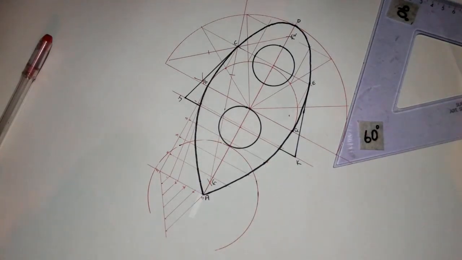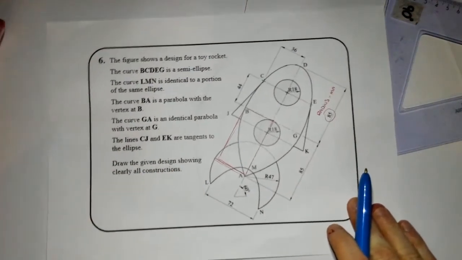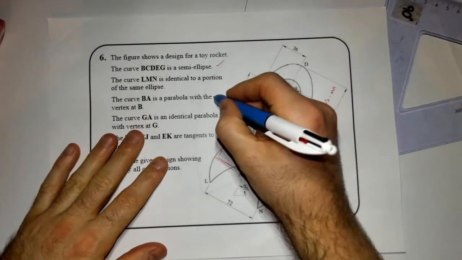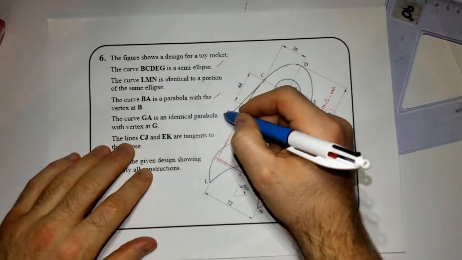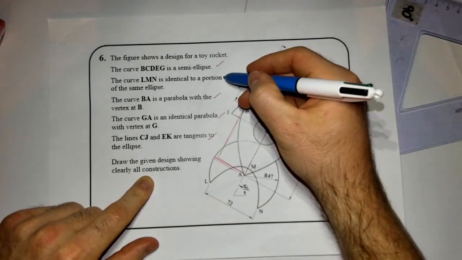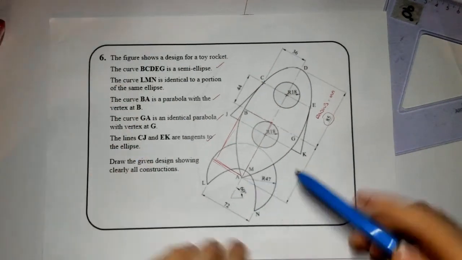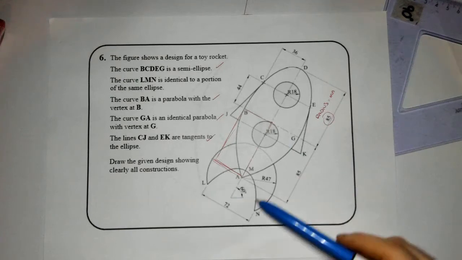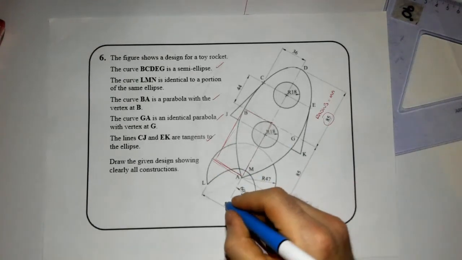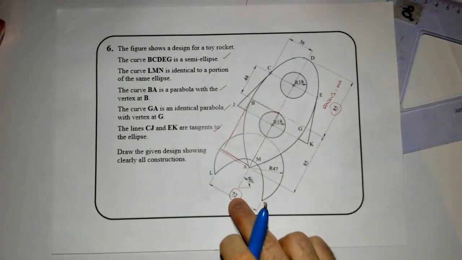Okay, so now obviously the next part and the last part of this question says the curve LMN. Because we did this portion of the ellipse, we have the parabola, we have the identical parabola, we have the tangents, and the last bit we have to do is the curve LMN, which is an identical portion of the same ellipse that we got up here. So looking at this LMN, what information are we given? We are given the width of the portion of it, which says it is 72 millimeters long.